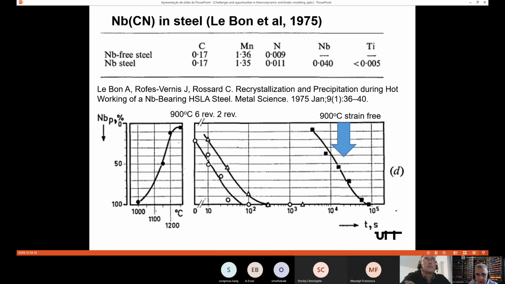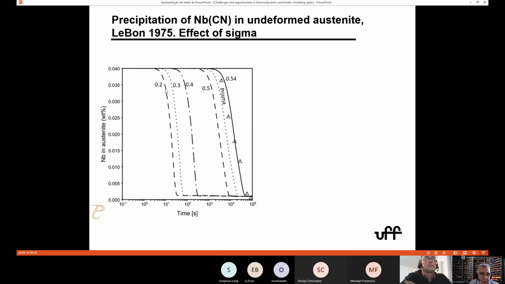And of course, we are really interested in these curves here, but these are for deformed austenite. So we're going to look at this in a minute. So let's see how this behaves. If you go into Prisma and you vary the interfacial energy from say 0.2 to 0.54, this is the volume fraction of the niobium in solution versus time. And you see the experimental results of Le Bon are these triangles. So the problem is if you fit, you can go anywhere. I mean, if you go from 0 to here, 1 is probably going to be here. So you can fit any result. If you have any result, you can fit.